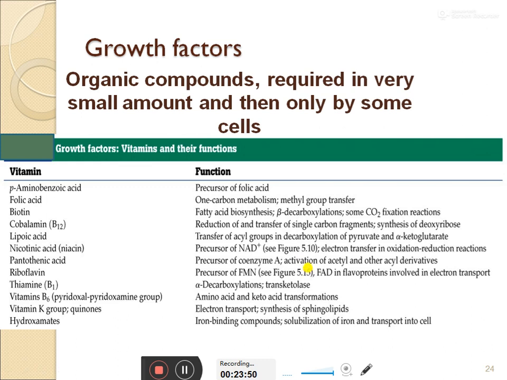Then there are some growth factors, like organic compounds, required in very small amounts and only by some cells. So, these are some of the vitamins and their functions for the growth of cells.